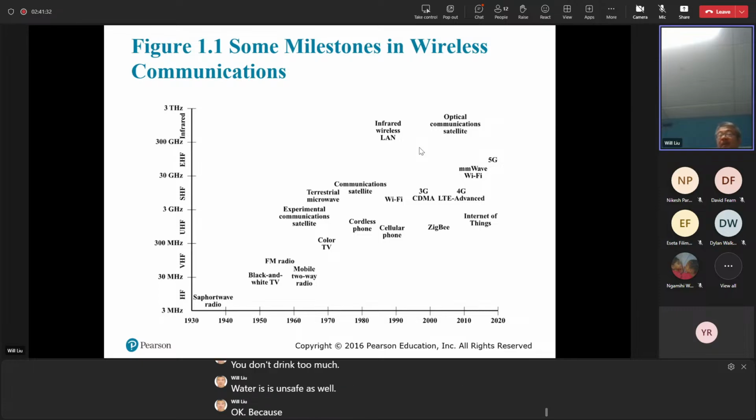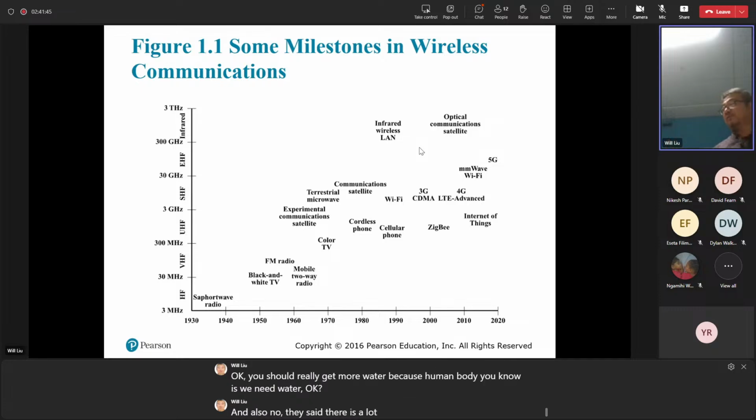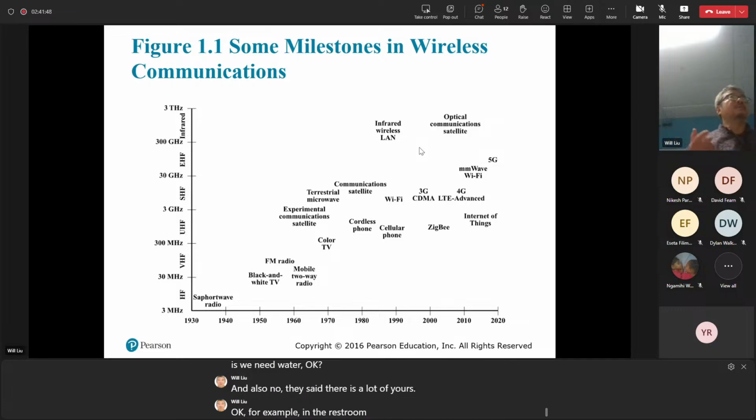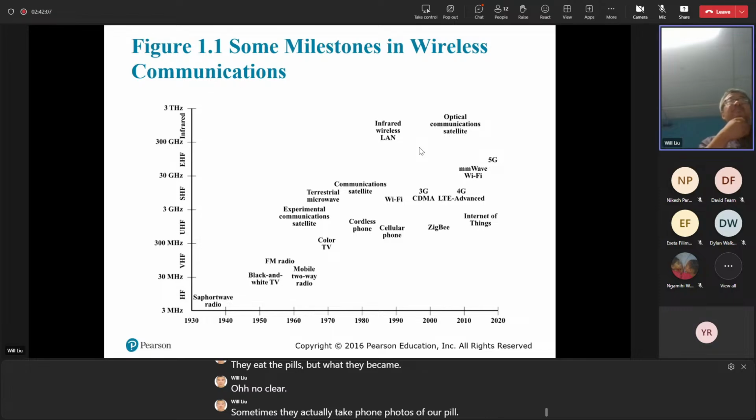Because basically the kidney would have too many glucose. And too little water is not good. You should really get more water, because we human bodies need water. Also sometimes they said there are a lot of use cases. For example, in the rest home. When people become old, their mind is not clear, and every day they eat a lot of pills, right? They have different diseases, so they eat different pills. But when they become old and not clear, sometimes they take the wrong bottles of pills. If they take the wrong ones, sometimes it even causes death risks.